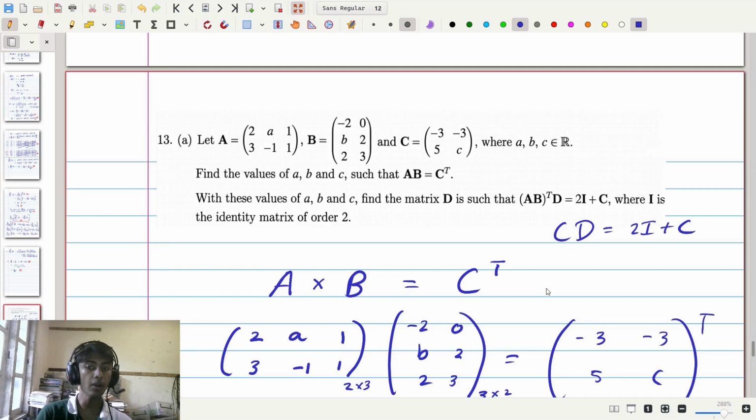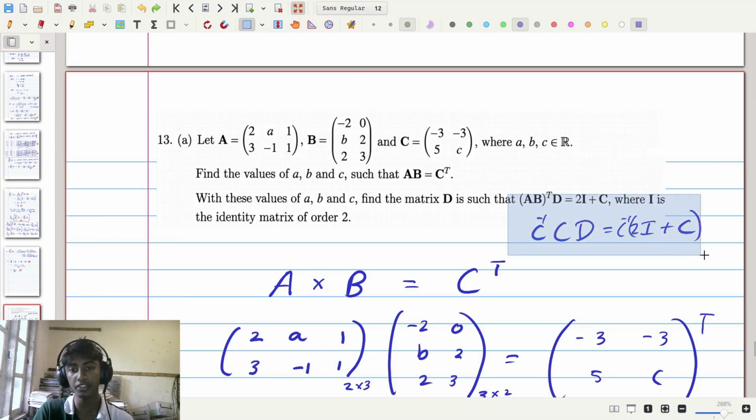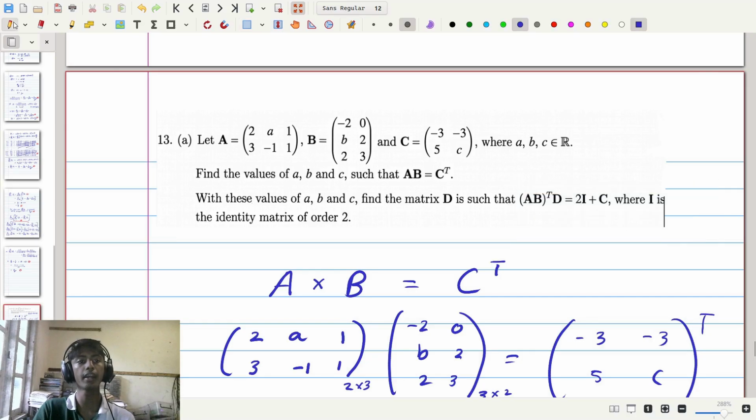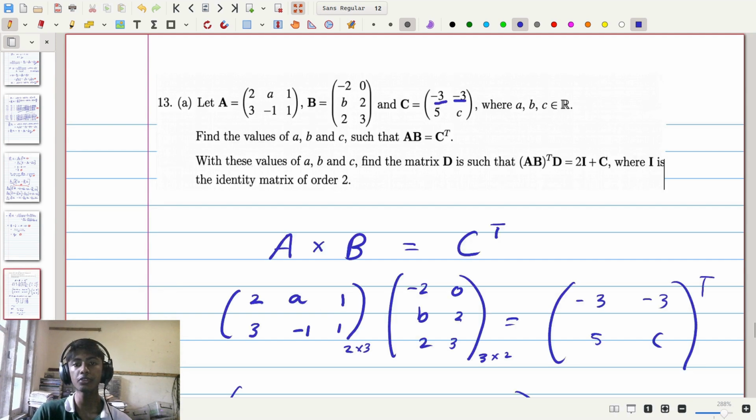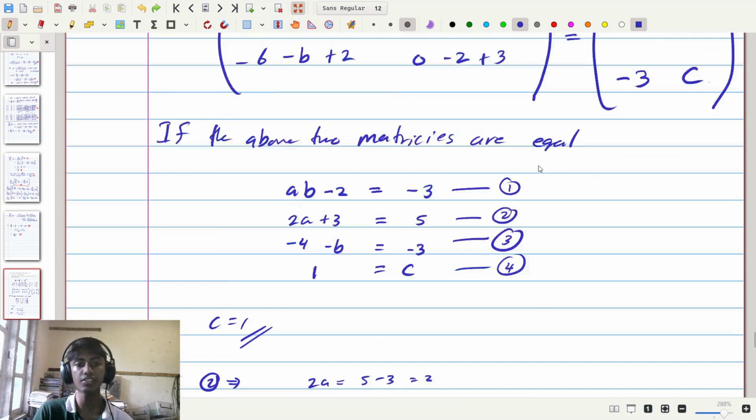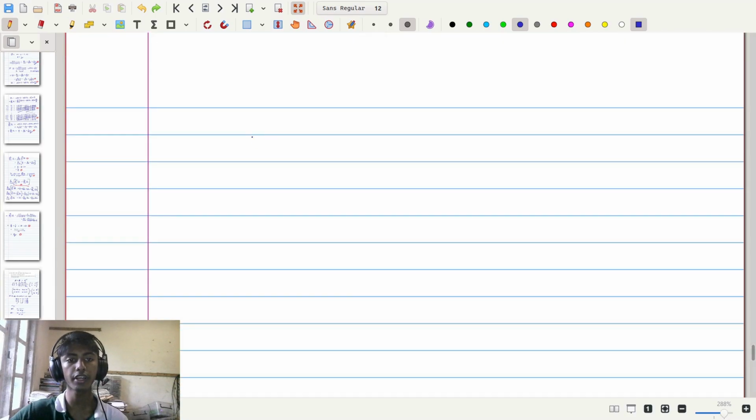Now for this, in order to get rid of the C here, to get only the D, we need to multiply by C inverse matrix. Now in order to multiply by C inverse matrix, we need to find C inverse matrix. So before I actually tackle this equation, I'm going to try and find C inverse matrix, and after doing that, we'll try and find the matrix D. Now to find C inverse matrix, let's first write down C matrix. So C matrix is -3, -3, 5, C, where C is equal to 1. So therefore, going down, we can write C matrix equals -3, -3, 5, 1.